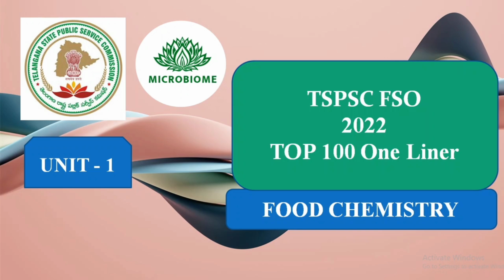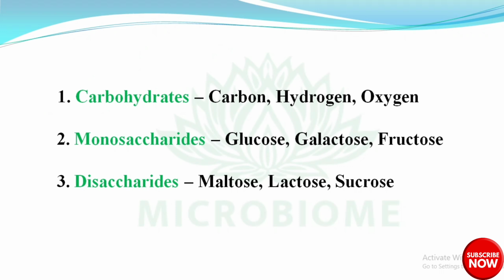Let's move on to the slide. First, about carbohydrates. Carbohydrates are made up of carbon, hydrogen and oxygen. The basic unit of carbohydrate is monosaccharides. The examples for monosaccharides are glucose, galactose and fructose. Monosaccharides are simple sugars which contain a single unit.